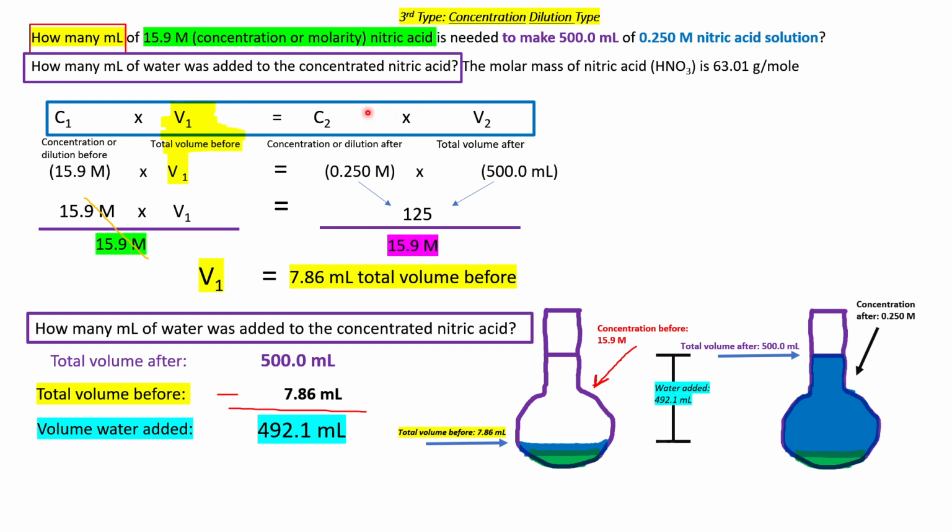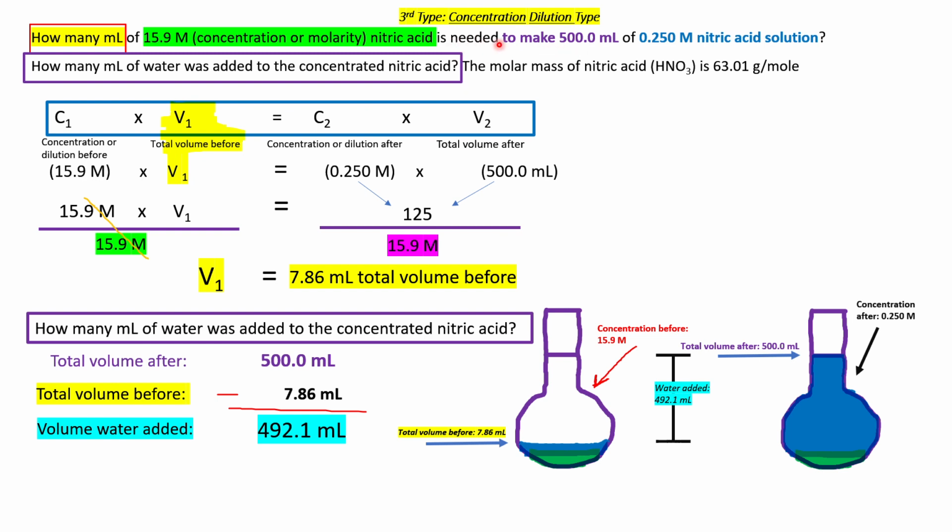So usually what I like to do is write the formula down. For this type of problem, it's always a good idea to write the formula down, and then box what you're being asked for. How many milliliters, okay? Basically, they gave us the concentration before, which is 15.9. We are being asked for how many milliliters. Notice that milliliters is a unit of volume, so that's going to be V1.